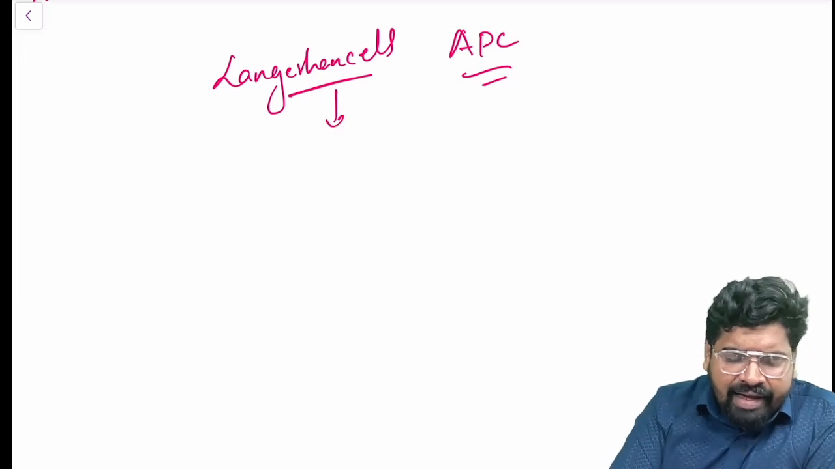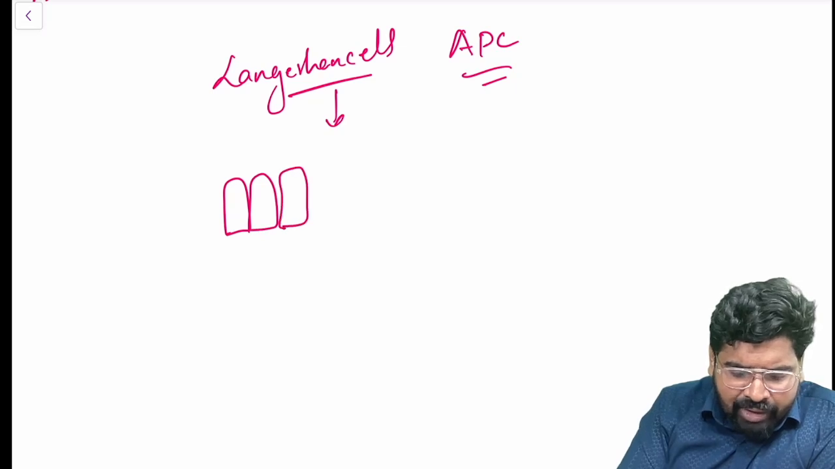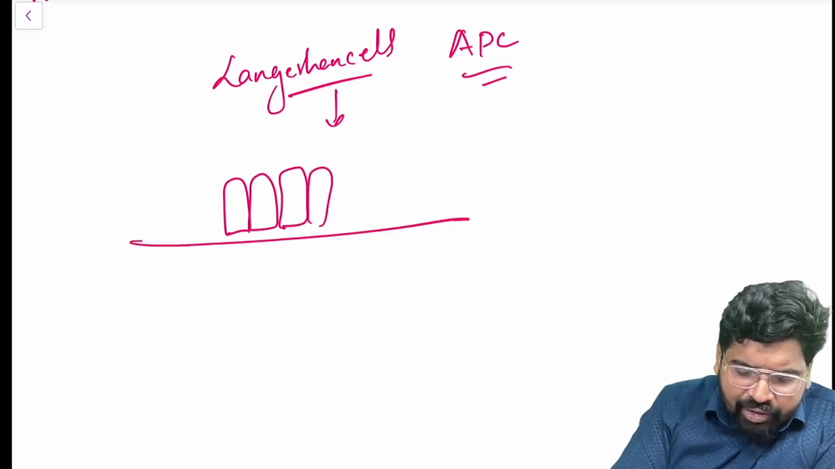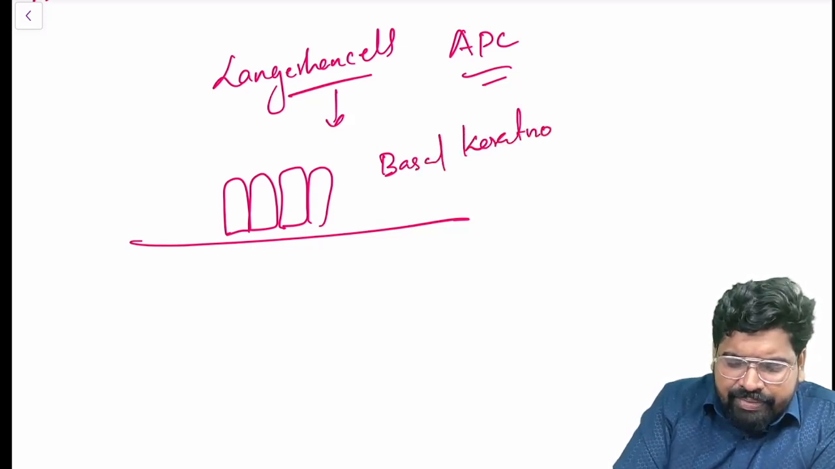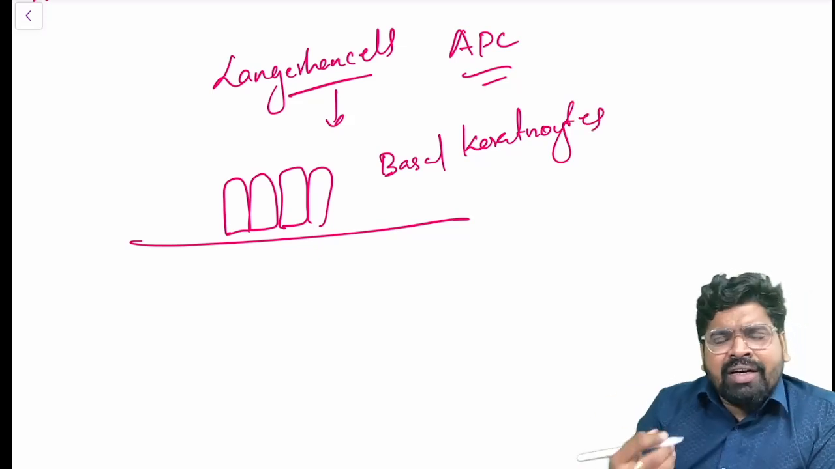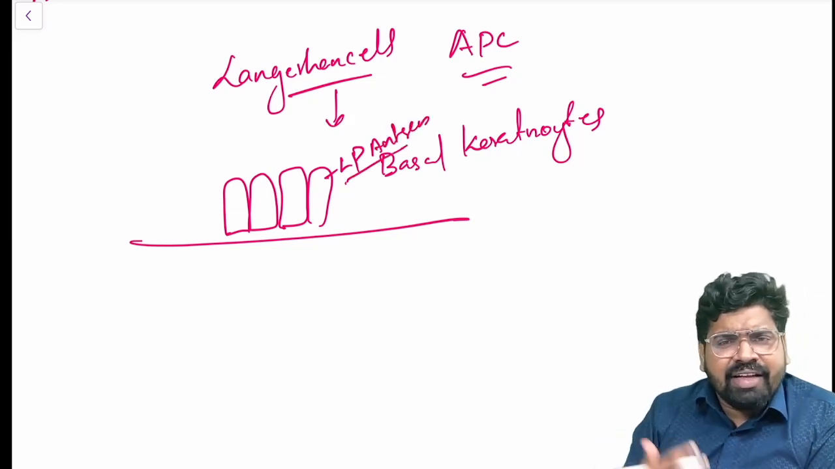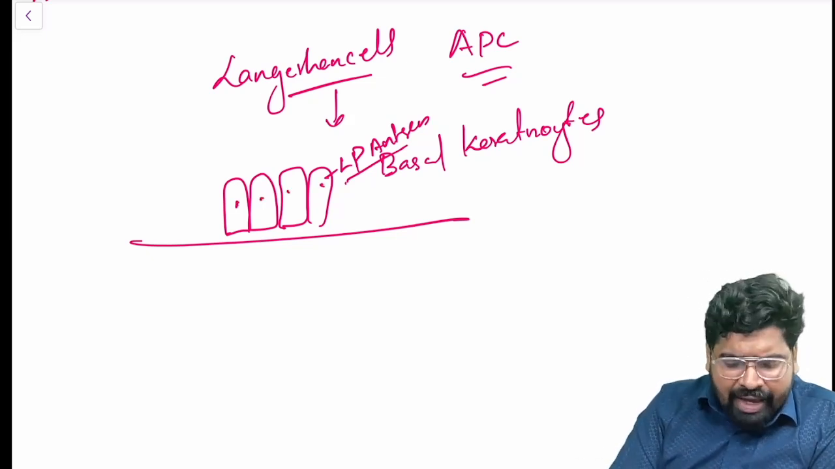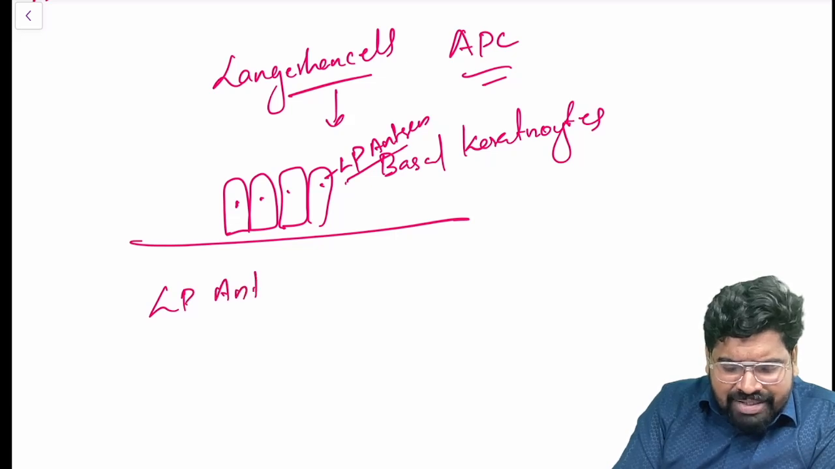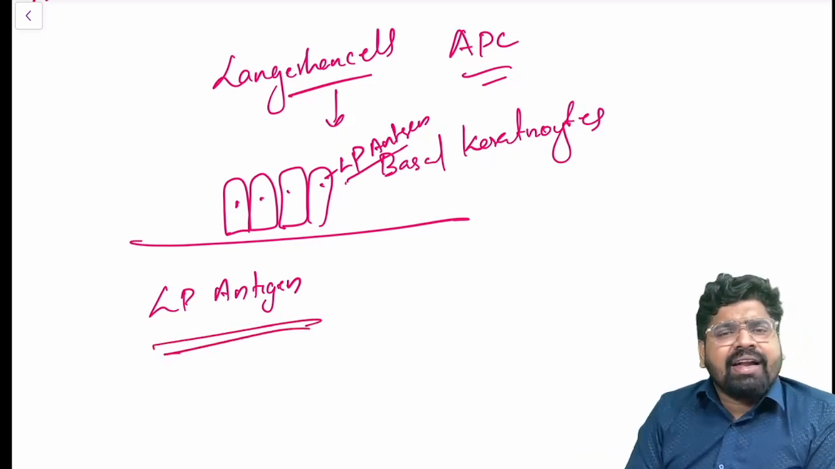Now, one day this Langerhans cell got to see the basal keratinocytes. On the basal keratinocytes, they found some antigen called LP antigen. They don't know this LP antigen. They found that this is some kind of foreign antigen. So LP antigen was misdiagnosed or misread as foreign antigen by this Langerhans cell.